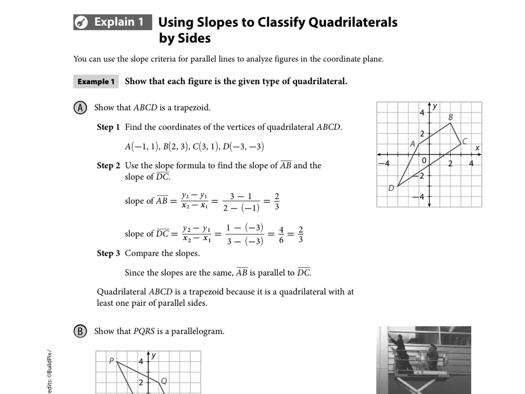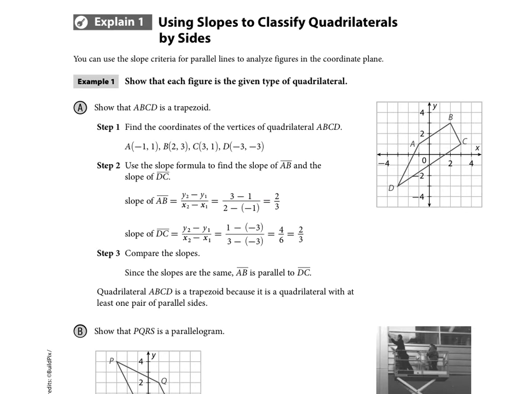For step 2, we want to find the slopes of the two sides that we think look parallel. Because if AB is parallel to CD, then of course we know that that makes it a trapezoid. So if we find the slope of AB, using y2 and y1 and x2 and x1, we get a slope of 2/3 here. 3 minus 1 and 2 minus a negative 1 means plus 1, so 2/3.